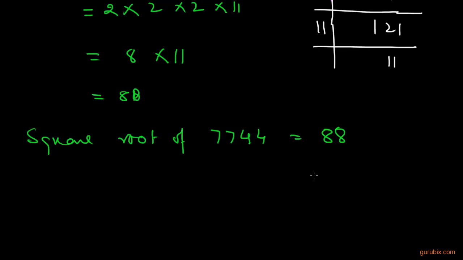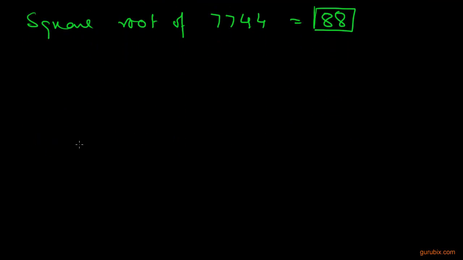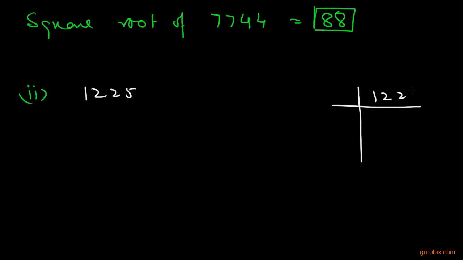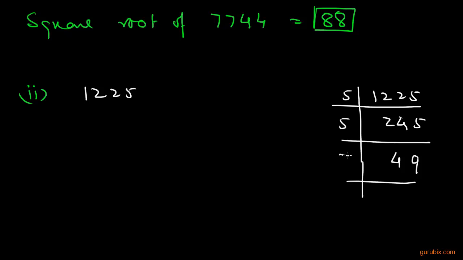So this is the solution of part 1, and now we shall start part 2 of the example. And in part 2 we are given a number 1225. Now we shall factorize this 1225 by using prime factorization method, and this number can be divided by 5 because the unit digit is 5. So we have 245, and now this 245 can also be divided by 5 to get 49, and this 49 can be divided by 7 to get 7.